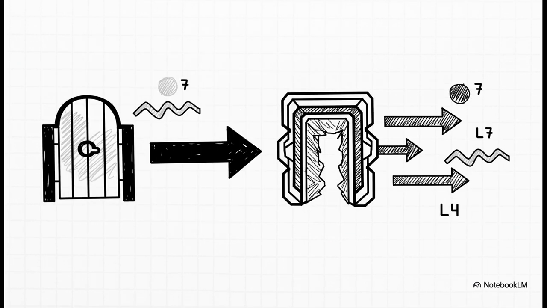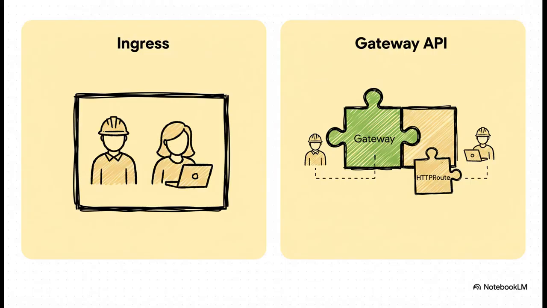Ingress has been the standard for a long time, and it's powerful for sure. But the community has been cooking up its successor, the Gateway API. It's been designed from the ground up to be way more flexible, expressive, and powerful. Honestly, it represents the future of how we manage traffic in Kubernetes. And this table here does a great job of showing the key differences.